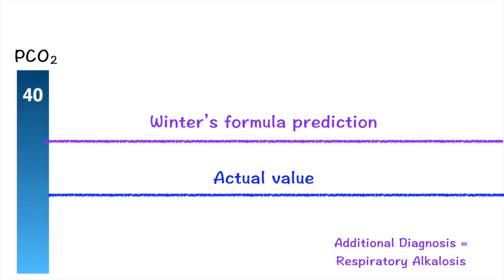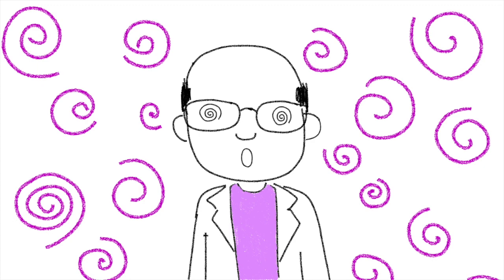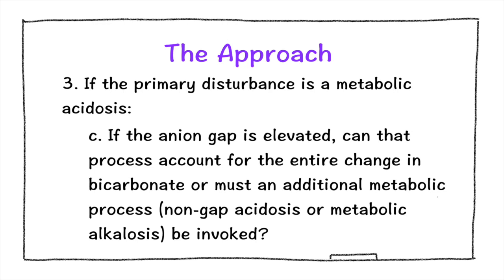2 extra steps so far for metabolic acidosis. Would you come up with these questions if subjected to hypnosis? Is the anion gap elevated? Is the compensation right? Now a final question beckons. Let us bring it next to light. Question 3c. If the primary disturbance is a metabolic acidosis, if the anion gap is elevated, can that process account for the entire change in bicarbonate, or must an additional metabolic process, a non-gap acidosis or a metabolic alkalosis, be invoked? This question's only needed when the gap is running high. If you find that it is normal, you may simply pass it by.